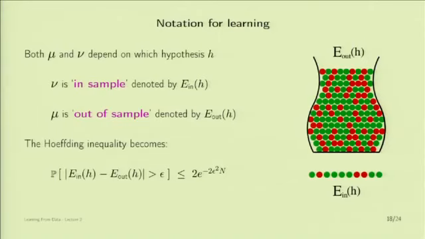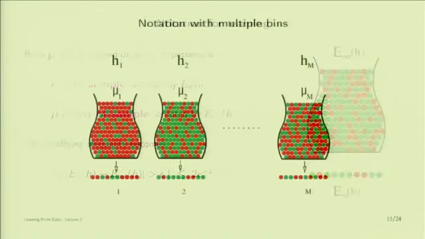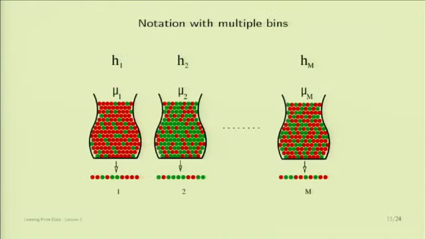Now let's go for the multiple bins and use this notation. So these are the multiple bins as we left them. We have the hypotheses h_1 up to h_M, and we have mu_1 up to mu_M. But thank God we switched notation so that something will appear. Okay, so right now, that's what we have.